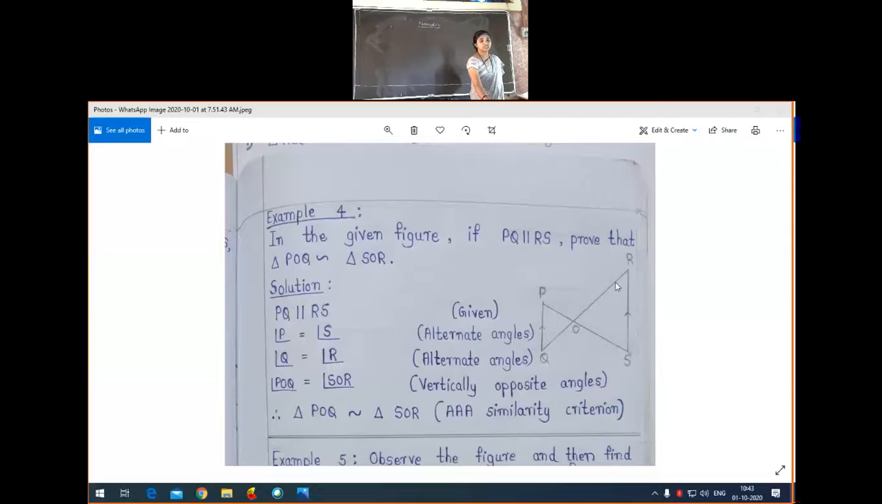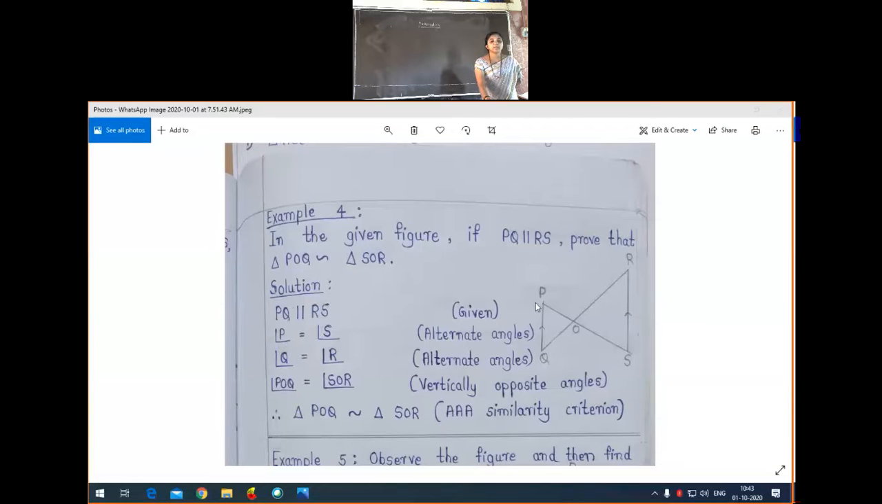Using this condition, we have to show that triangle POQ is similar to triangle SOR. Whenever we have to prove or show something, we have to start the problem with the given data. Here the given data is PQ parallel to RS. The reason is given. For every step, the reason is very important.